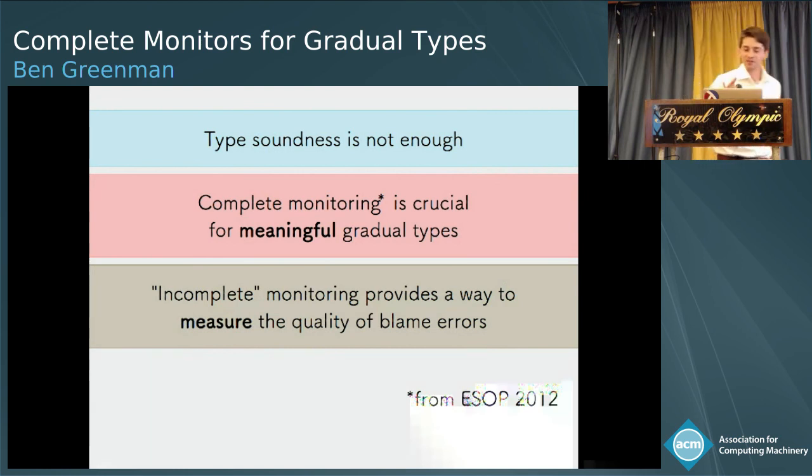Finally, our third claim is that complete monitoring is important even for languages that fail to satisfy the property. The reason being is it gives you a precise way to measure the quality of a blame error.